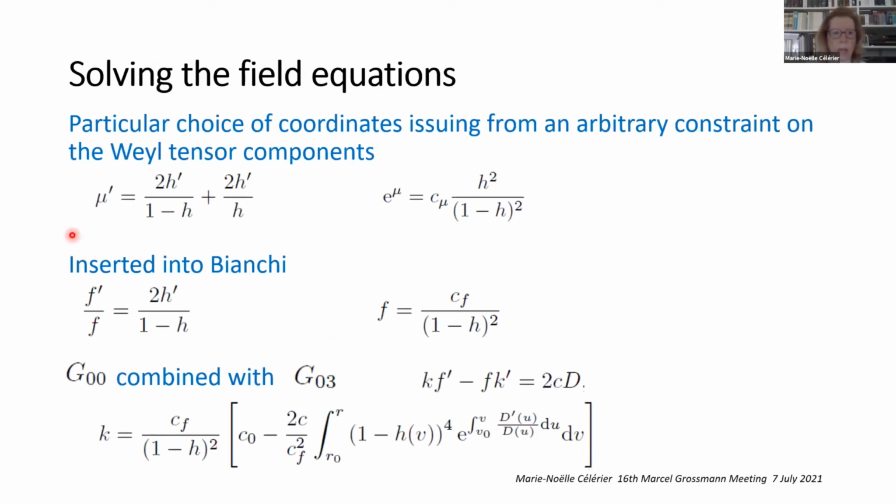Now, to solve the field equations, I make a particular choice issuing from an arbitrary constraint on the Weyl tensor components, but it will have no consequence on the resolution of the field equations. It's only a trick to ease the resolution. And here is this choice, which allows me to integrate mu as an exponential, and C mu is the integration constant for this part. I insert this equation into Bianchi, and I find this equation, which can also be integrated for F, with CF another integration constant.